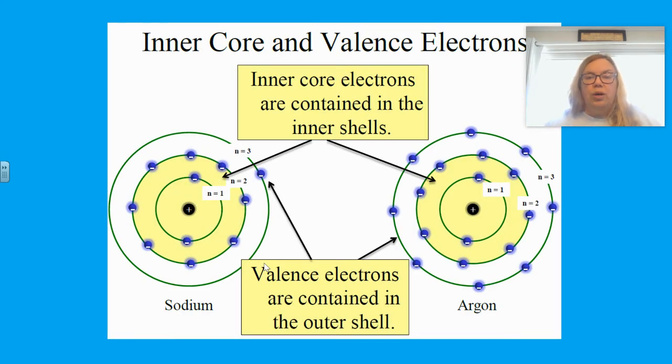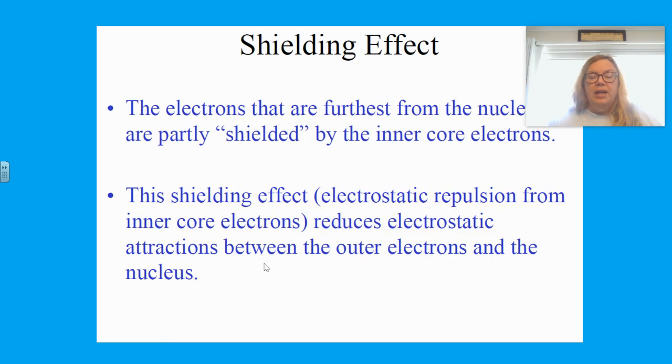So with inner core and valence electrons, just realizing the difference between the two, the inner core electrons are contained in the inner shell. So when we talk about inner core electrons, let's say our valence electron shell is the third energy level. Well, our inner core electrons would be those of the first and the second energy level. The valence electrons then obviously are contained in the outer shell. So that leads to the shielding effect.